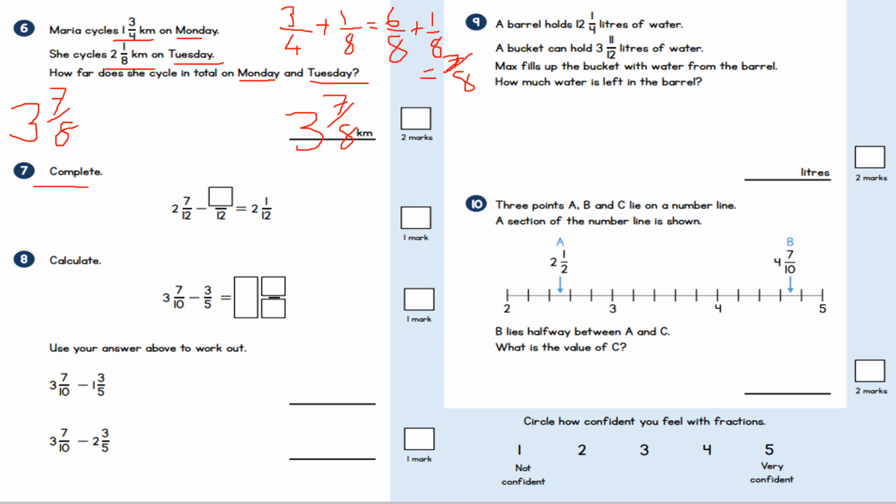Question number 7, complete this sum. So 2 7/12 minus something is equal to 2 1/12. Well, that will be 6 there, okay, because the 2 stays the same. 7/12 take away 6/12 equals 1/12. Question number 8, calculate this sum, okay.